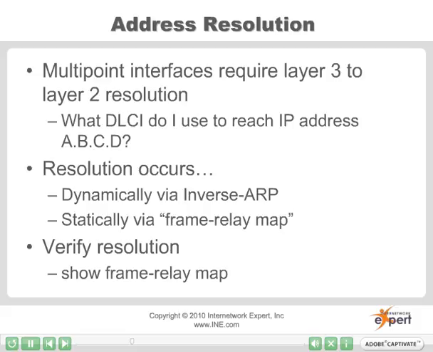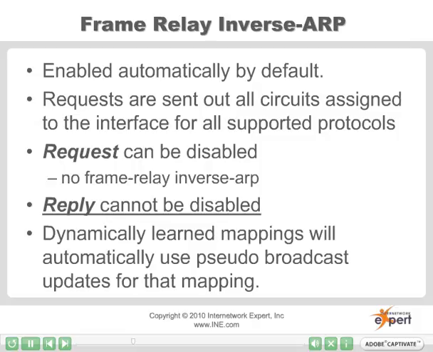We can verify our mappings, regardless of how they were obtained, by doing a show frame relay map, and that will show us the individual layer 3 addresses and the corresponding layer 2 DLCI we would use to reach those layer 3 addresses. So with frame relay inverse ARP, it's enabled by default. Your router will automatically, if it has an IP address on a frame relay encapsulated interface, send out those requests, again only on multipoint interfaces or sub-interfaces.